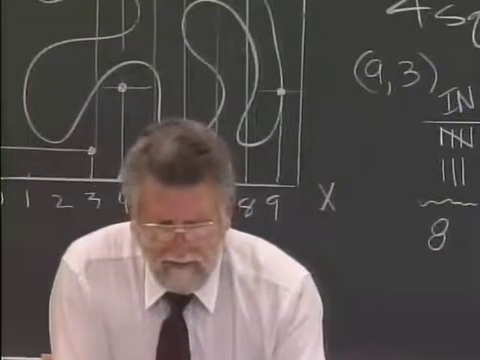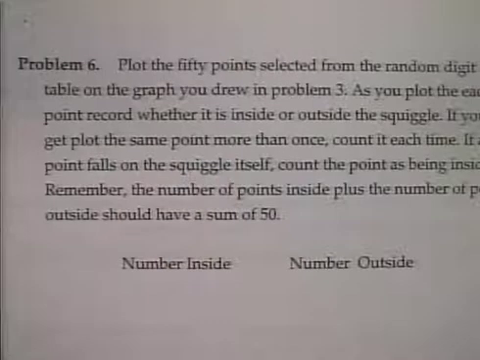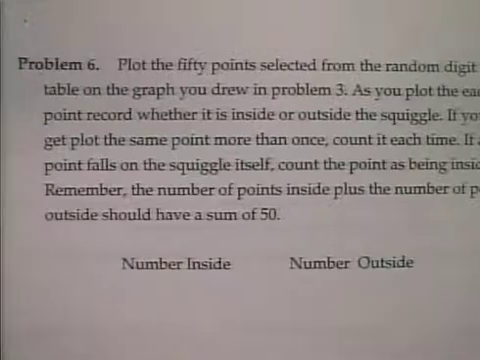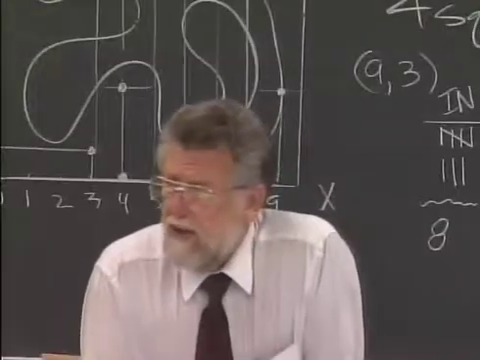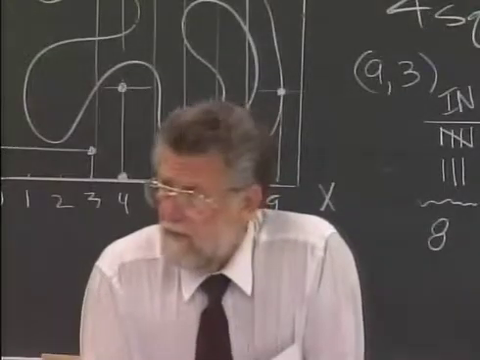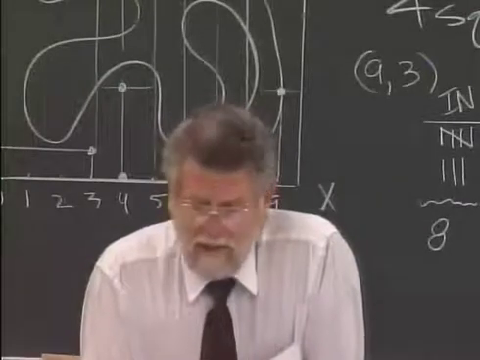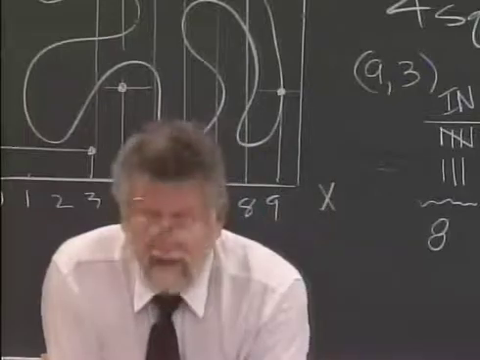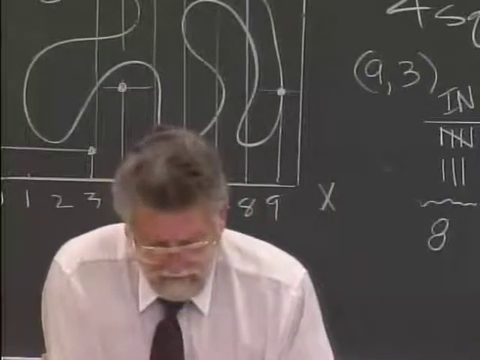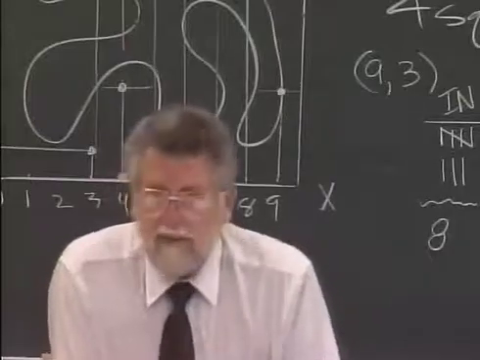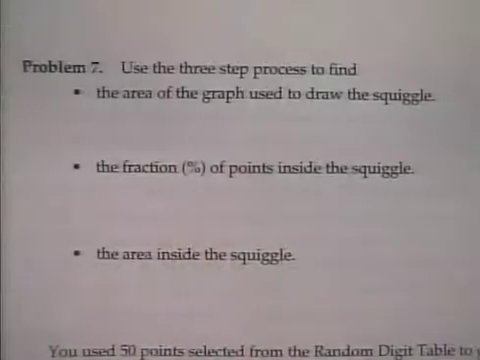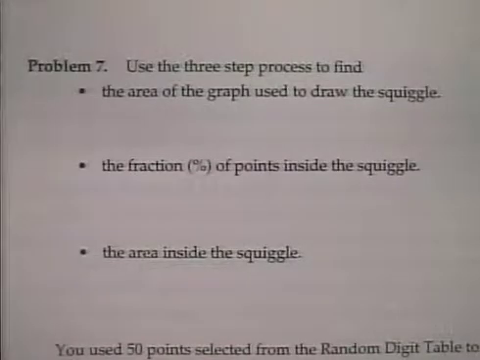is on page 137. So here is on 137, problem 6, where you had 50 points selected from the random digit table. And you had the number inside and the number outside. But keep in mind that the percent you want, as we come off that, is going to be the number inside over 50. That's how you're going to get your percent inside. So you go through this whole process and you find the answer using the 3-step process. That's what's done in problem 7. So here's where you actually put your numbers in.